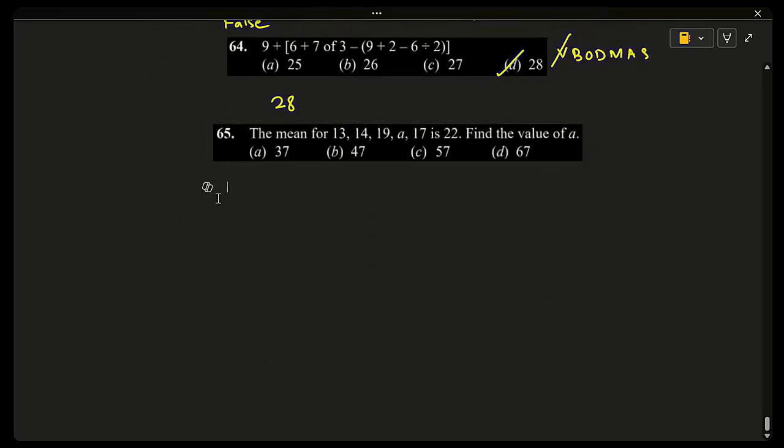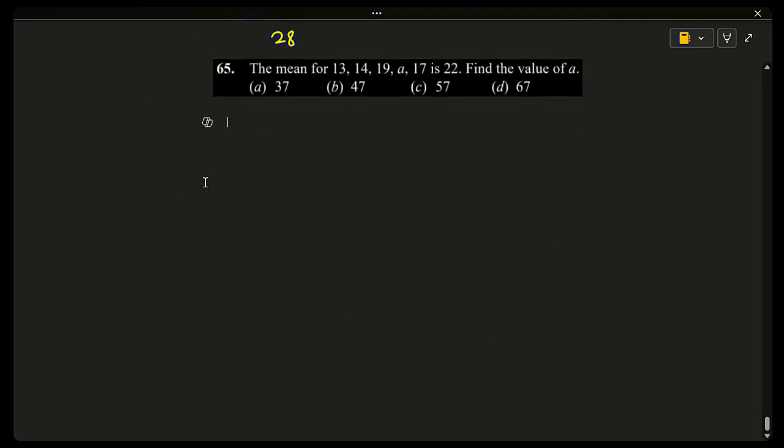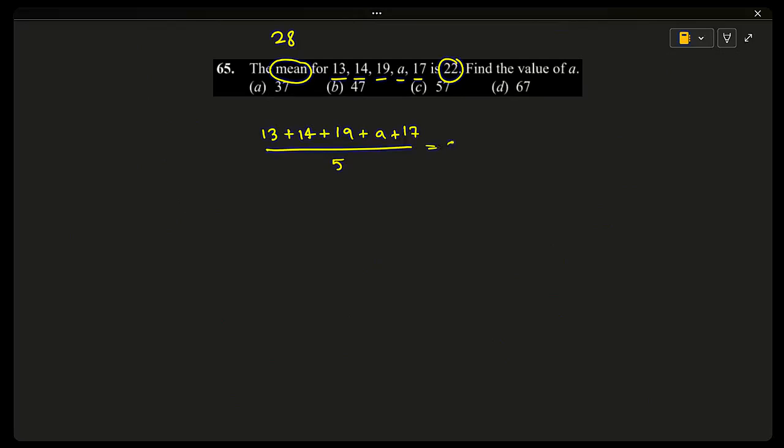65th question. The mean of 13, 14, 19, A, 17 is 22. Find the value of A. So what do you mean by mean? Average, mean, arithmetic mean, all are the same. So it's nothing but average. 13 plus 14 plus 19 plus A plus 17. This average is sum of observations by number of observations, which will give you 22. From this we need to find the value of A.